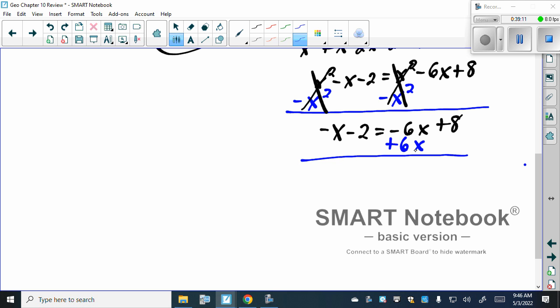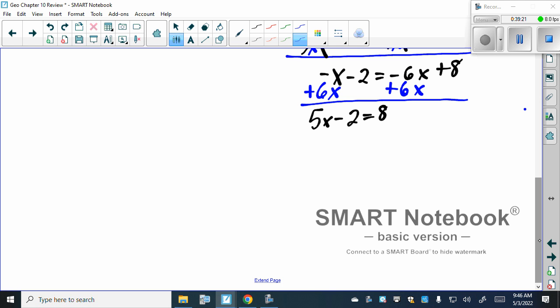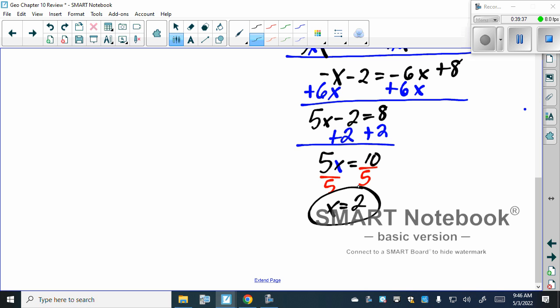Next thing we can do is add 6x to both sides. Negative x plus 6x is 5x minus 2 is equal to 8. Then we can add 2 to both sides, telling us 5x is equal to 10. And last but not least, we can divide both sides by 5, telling us x is equal to 2. Yep. Questions on this here?